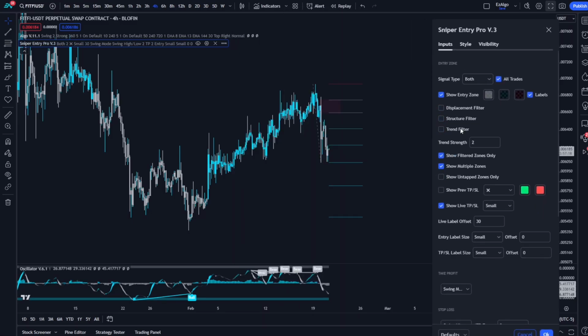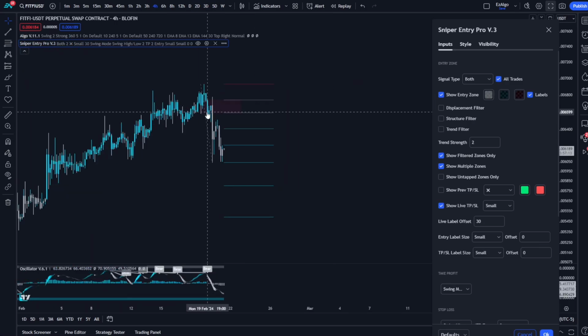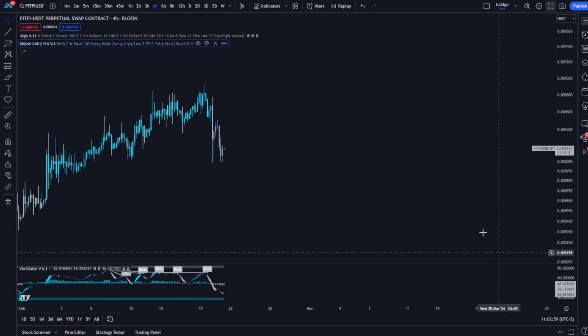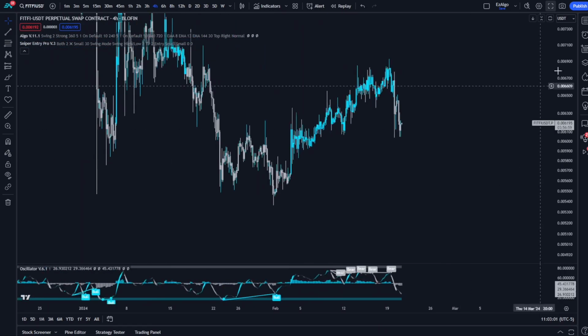And maybe you don't care for displacement or structure or trend. You can see that there is a sell zone here. But again, it's not really a high probability trade because our conditions aren't met. So I do like to have the displacement filter on at all times. The structure is kind of up to you. It's pretty easy to see when there's a break of structure. Just look for a move breaking the previous swing high.